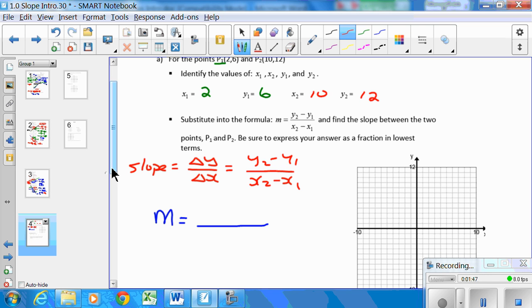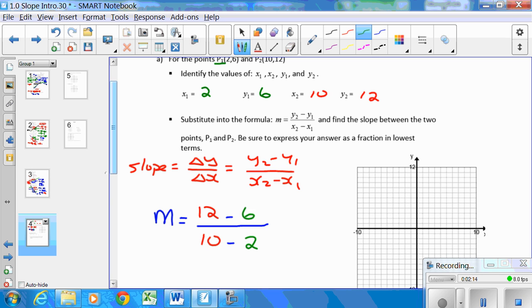So when it says y2 minus y1, we want to make sure we go 12, and we want to subtract the first y value, which in this case is 12 minus 6. So that's y2 minus y1. For x2 minus x1, same thing. 10 was my second x, and I want to minus my first x. And my first x was 2. So the formula, plug in the values that you know, and now we just do the math.